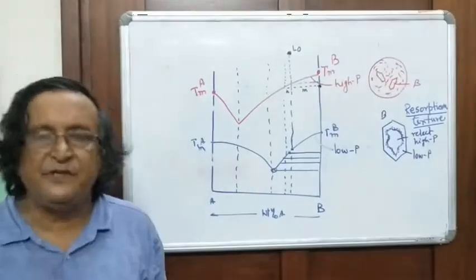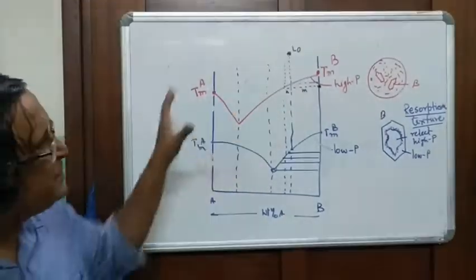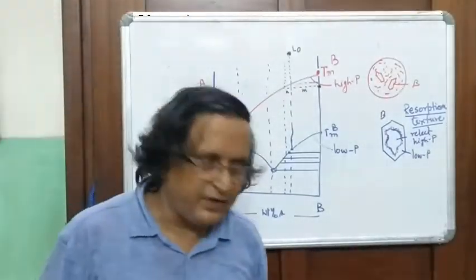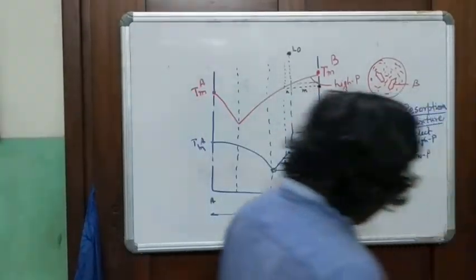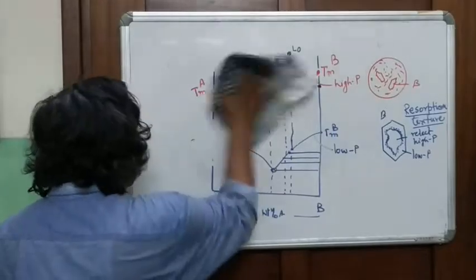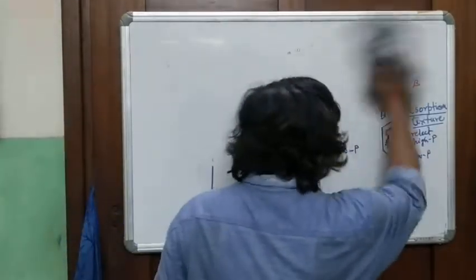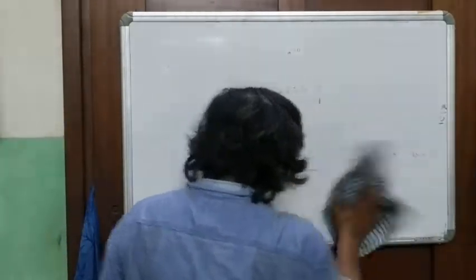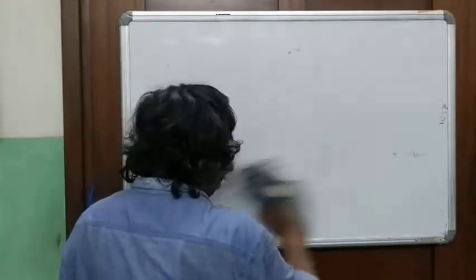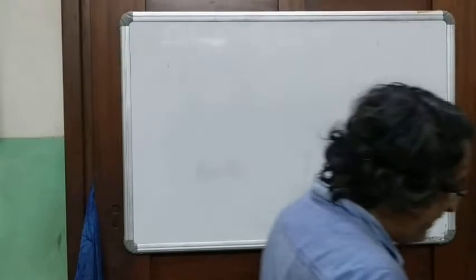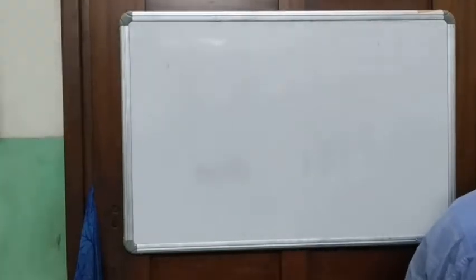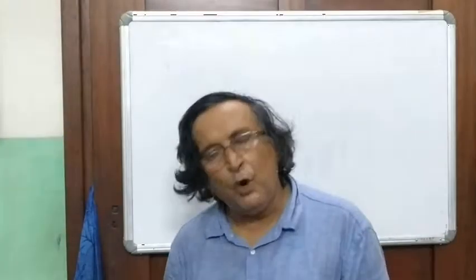So this is what happens. You can have multiple ways in which textures can be generated. Now there is one more texture that I am left with, and I will try and complete it, although I have not taught you this phase diagram. This is called peritectic relationship. Now, I will ask you to read this from any book.